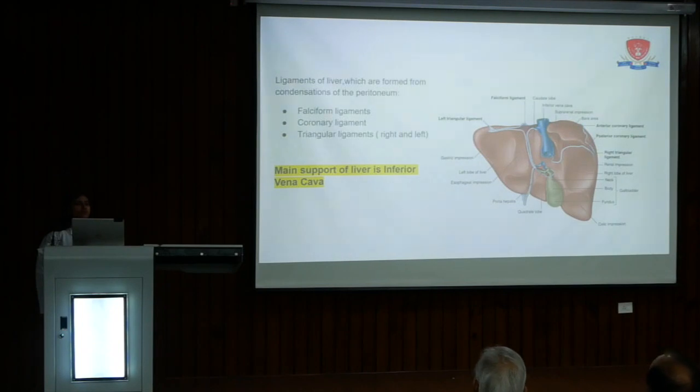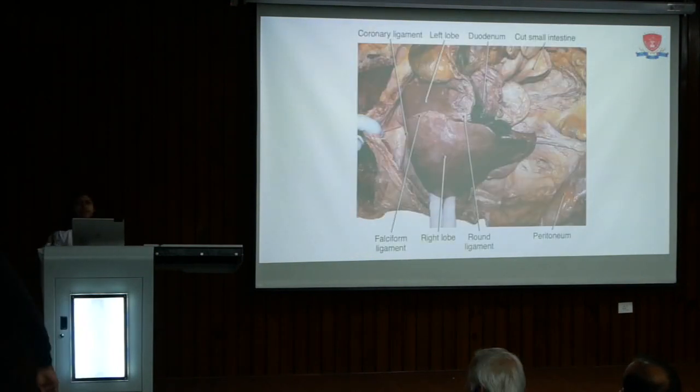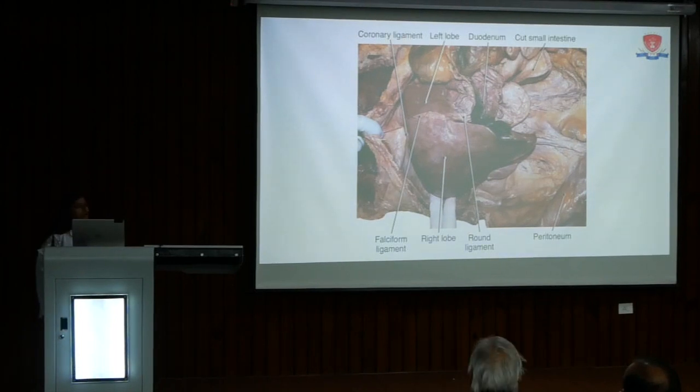Such a huge weight of the liver, 1.2 to 1.8 kg, is supported by many structures, but the main structure supporting the weight of the liver is the inferior vena cava. The secondary support is provided by the ligaments of the liver, which are formed from condensation of the peritoneum. Examples are the falciform ligament, coronary ligament, and triangular ligaments. This is the cadaveric image showing the position of the liver and falciform ligament on the diaphragmatic surface and the coronary ligament.